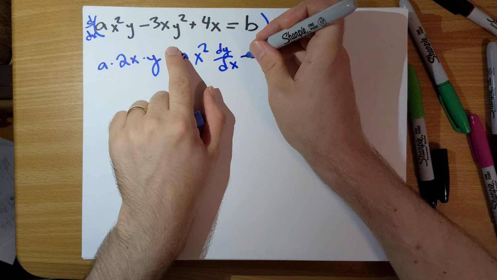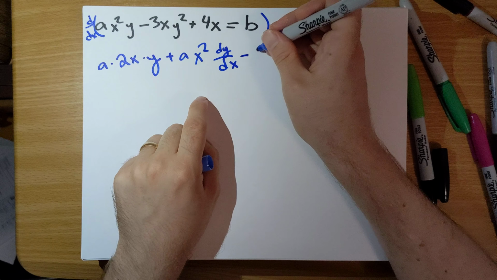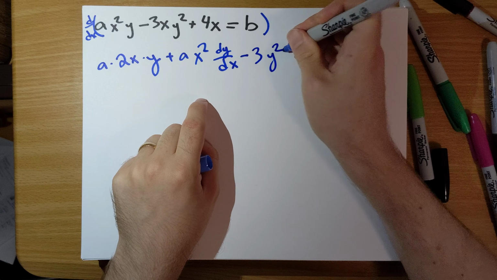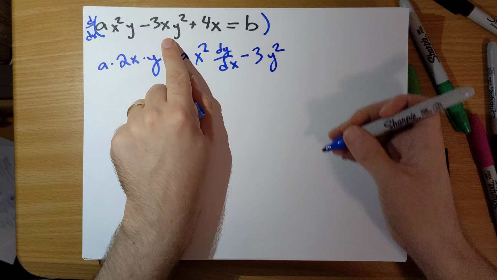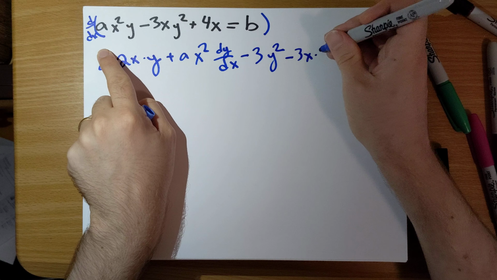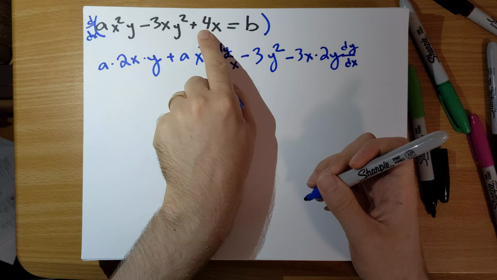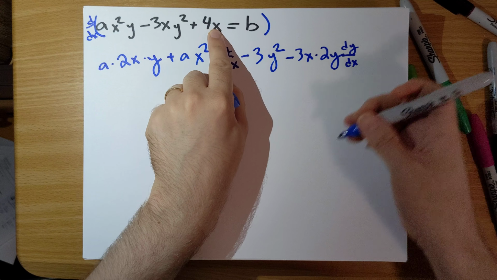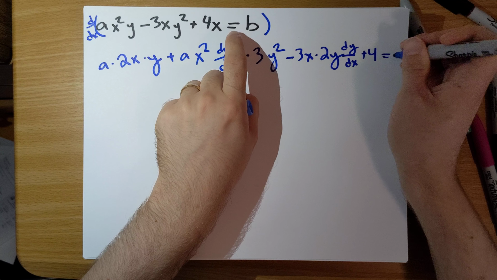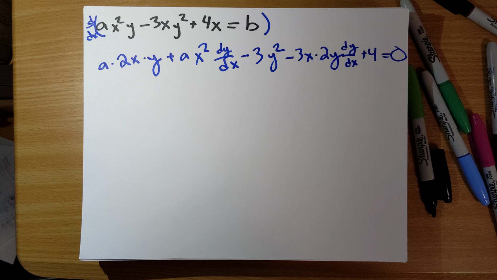Similarly, minus, okay, so the derivative of 3x times y squared. So that would be minus 3y squared minus 3x times the derivative of y squared with respect to x, times 2y dy/dx. The derivative with respect to x of 4x is just 4. The derivative of b, a constant, is 0. Okay, so this is our first line in implicit differentiation, taking the derivative with respect to x here.